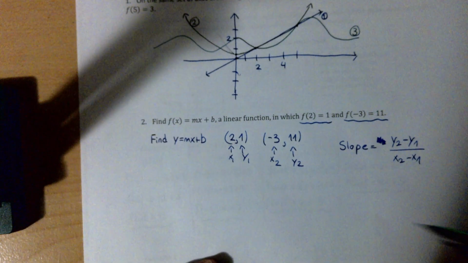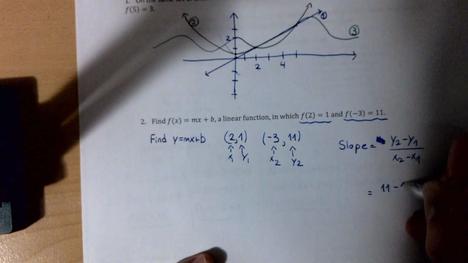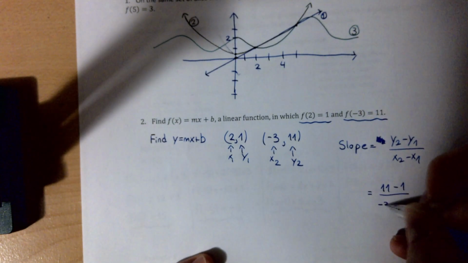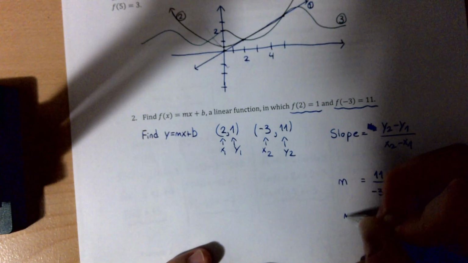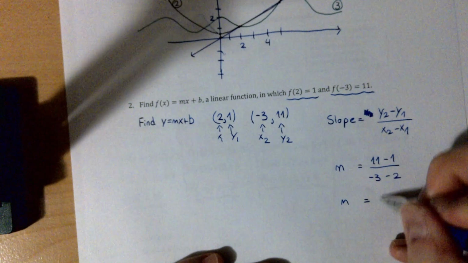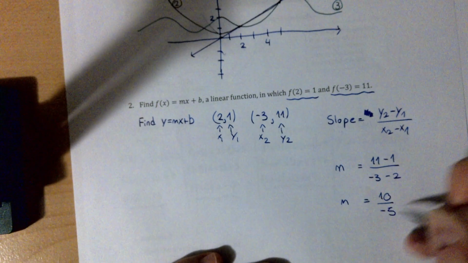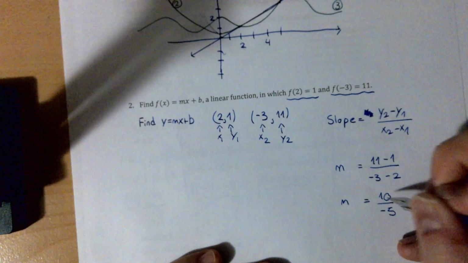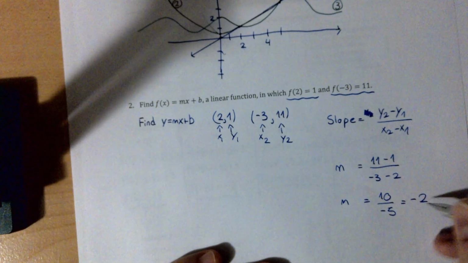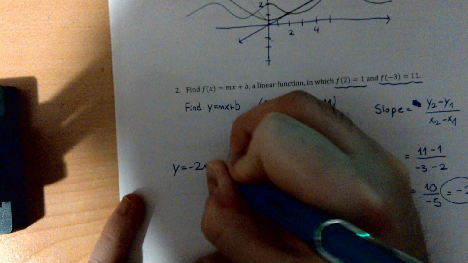So I'm going to grab y2, which is 11, minus 1 over negative 3 minus 2, which will then give me, so I'm just going to do m for my slope. 11 minus 1 is just going to be 10, and then minus 3 minus 2 will give me minus 5, and like I said, don't leave the denominator negative. I'm going to move the minus in front, and then 10 divided by 5 is just equal to 2. So minus 2 is my slope. So now I've just got y is equal to minus 2x plus b.